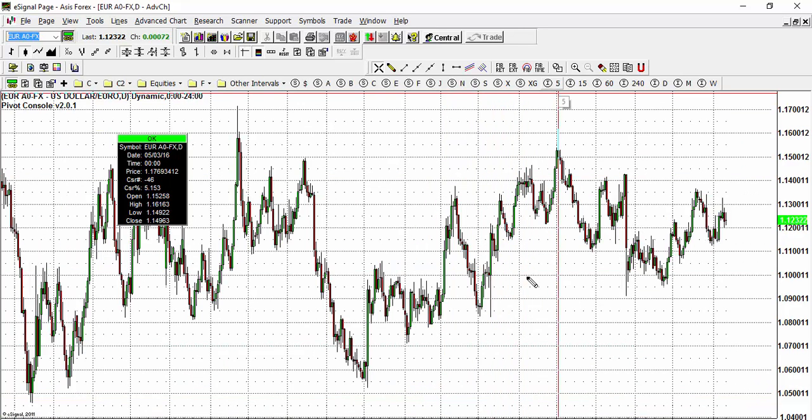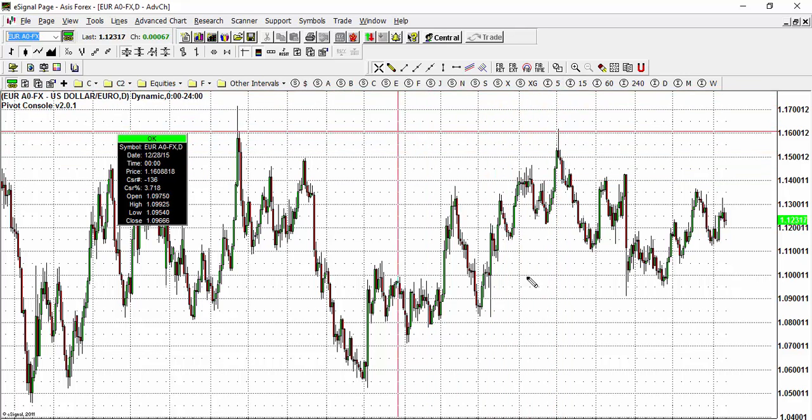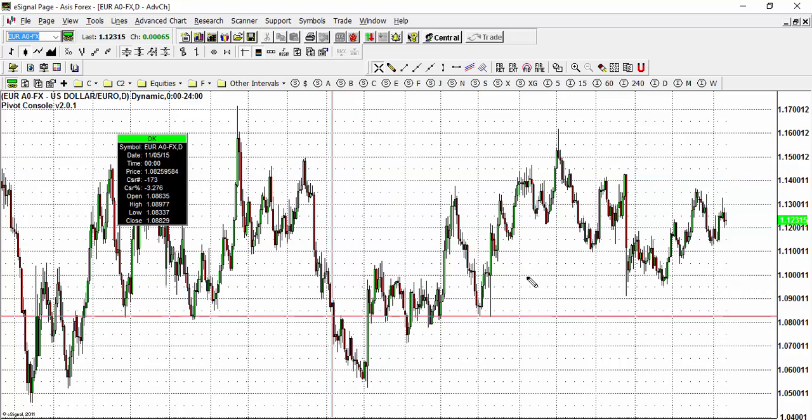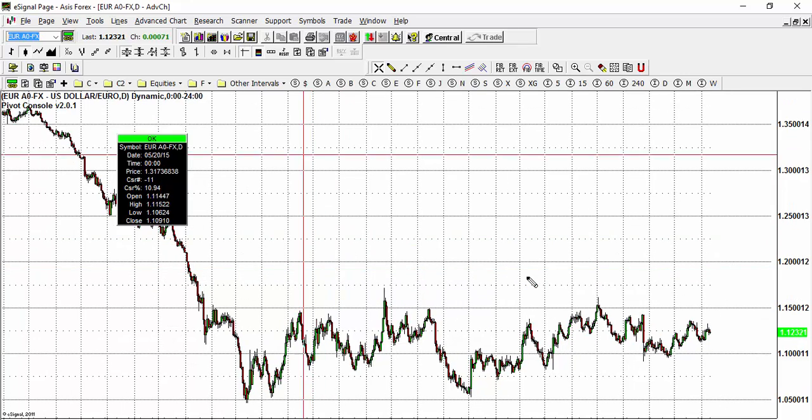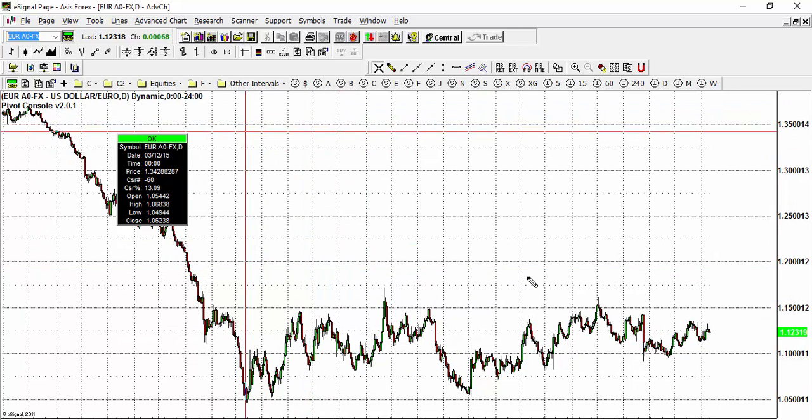So we are expecting to see some fireworks towards the end of the year, because this consolidation pattern will not last forever, folks. And when it does break, we could expect to see some explosive growth.